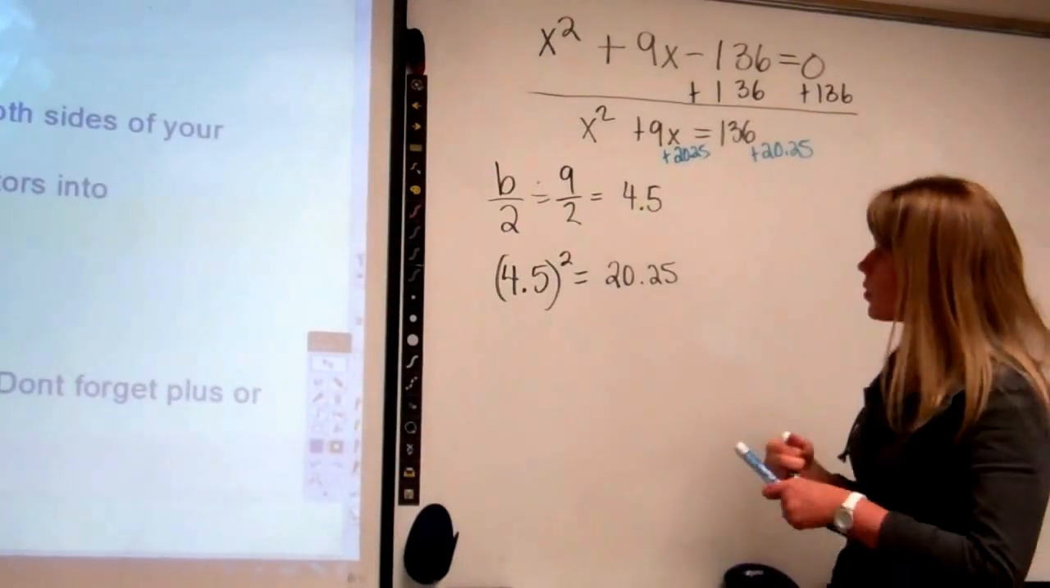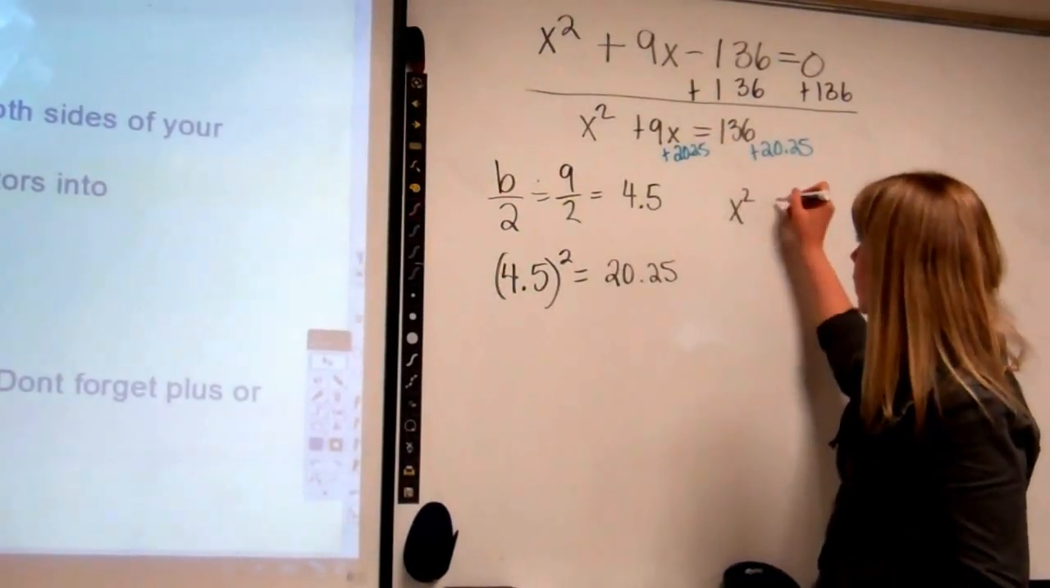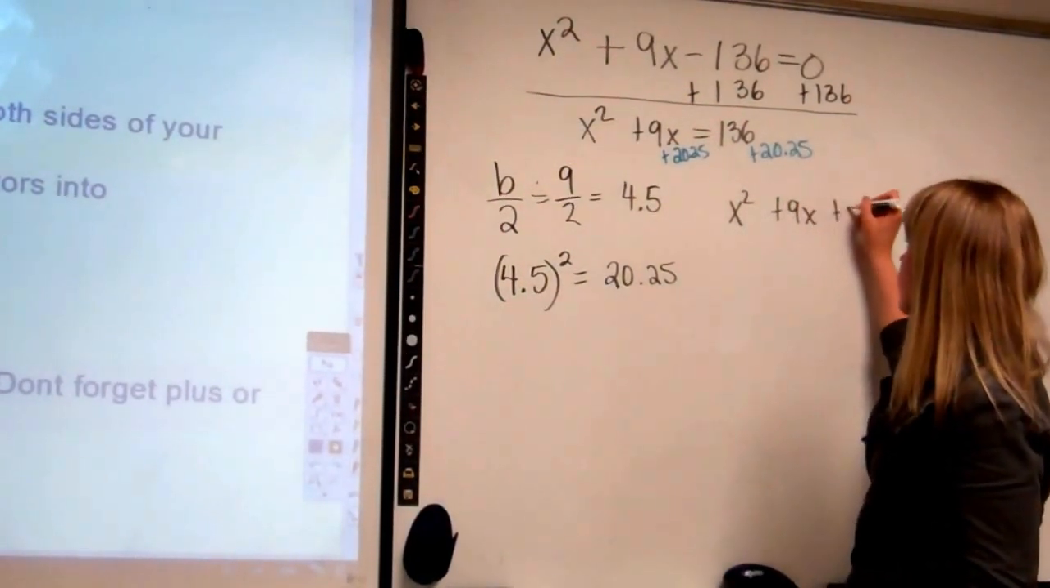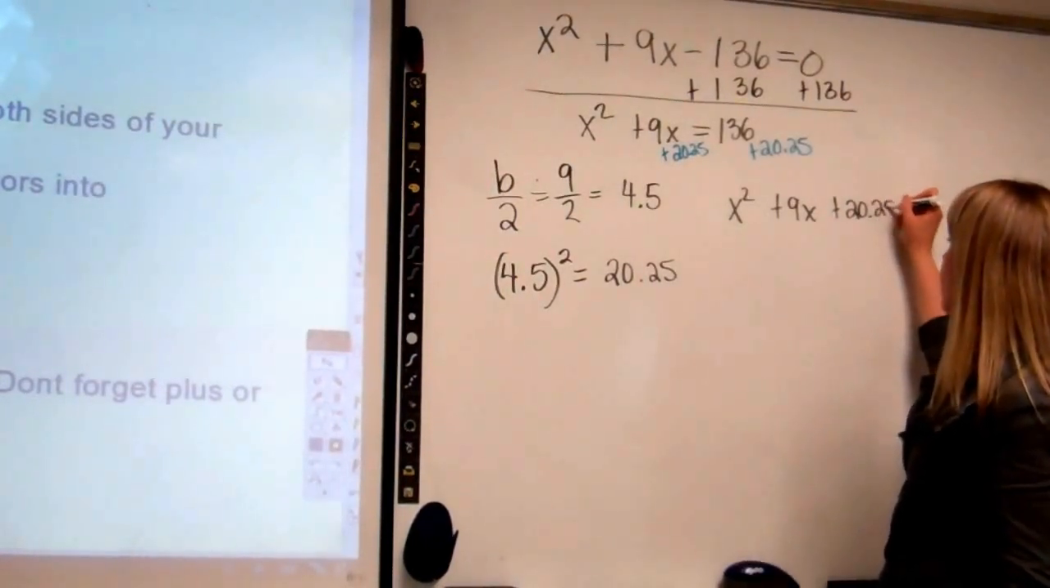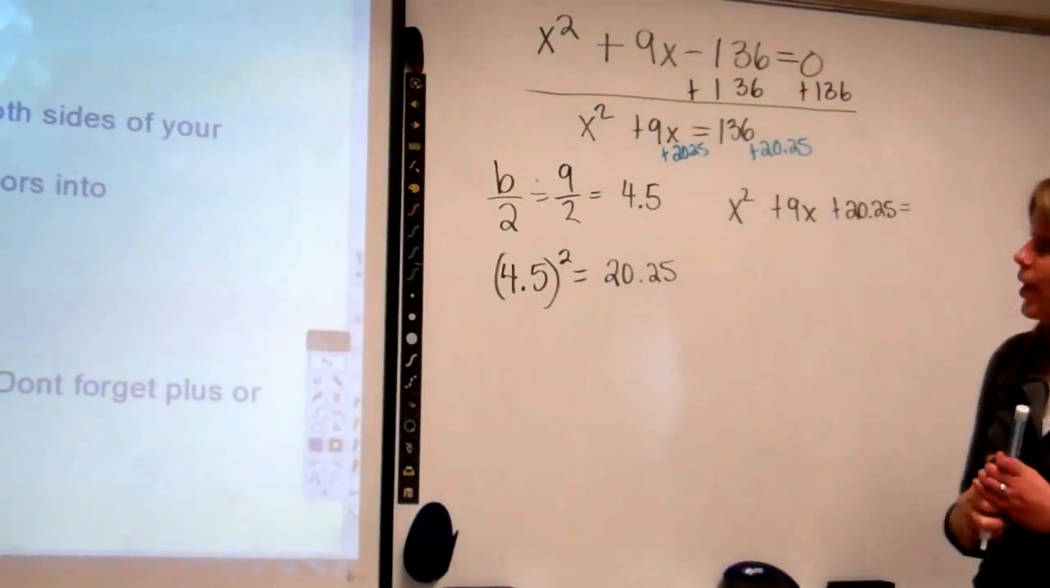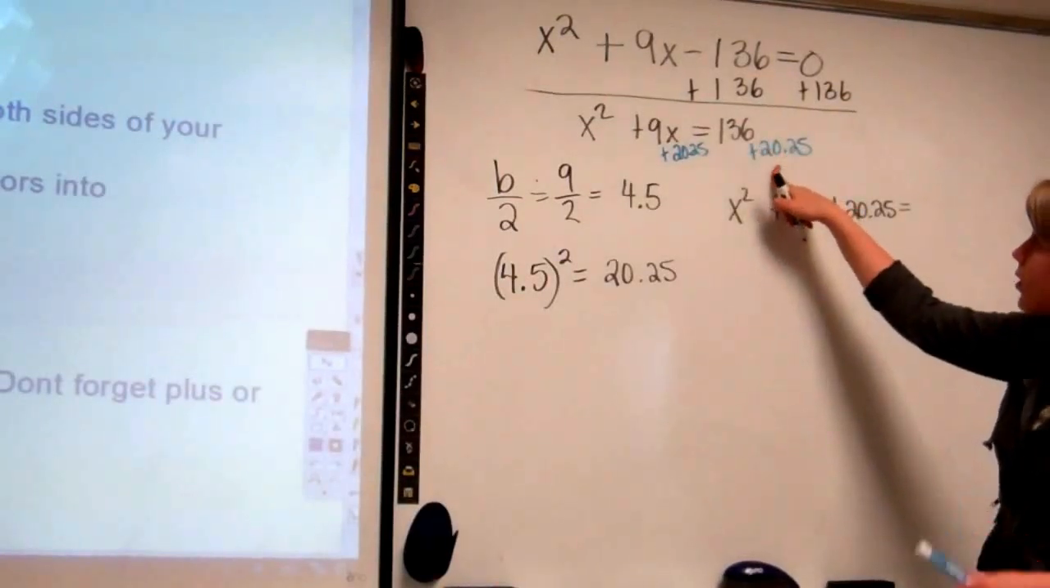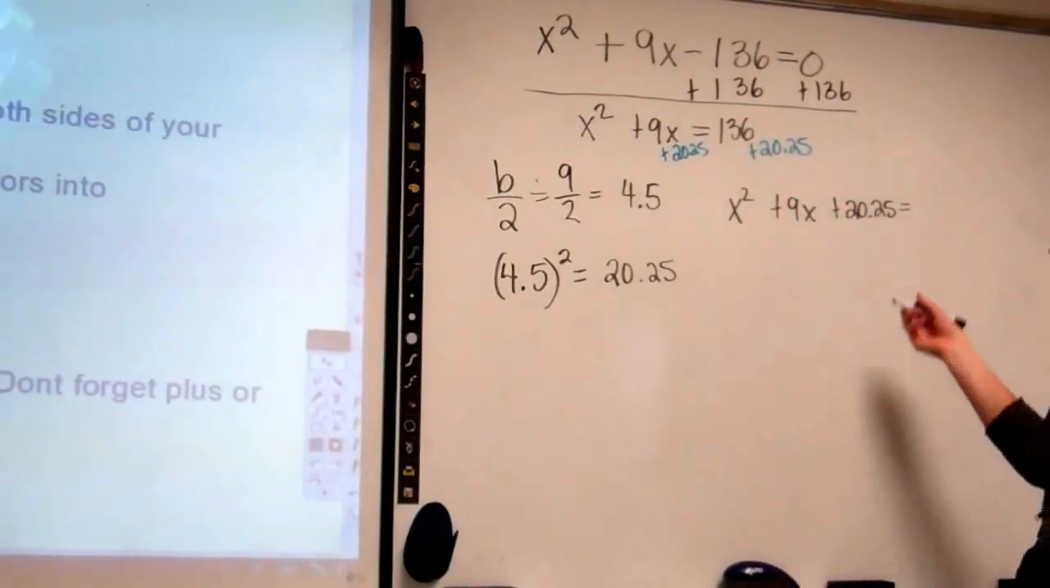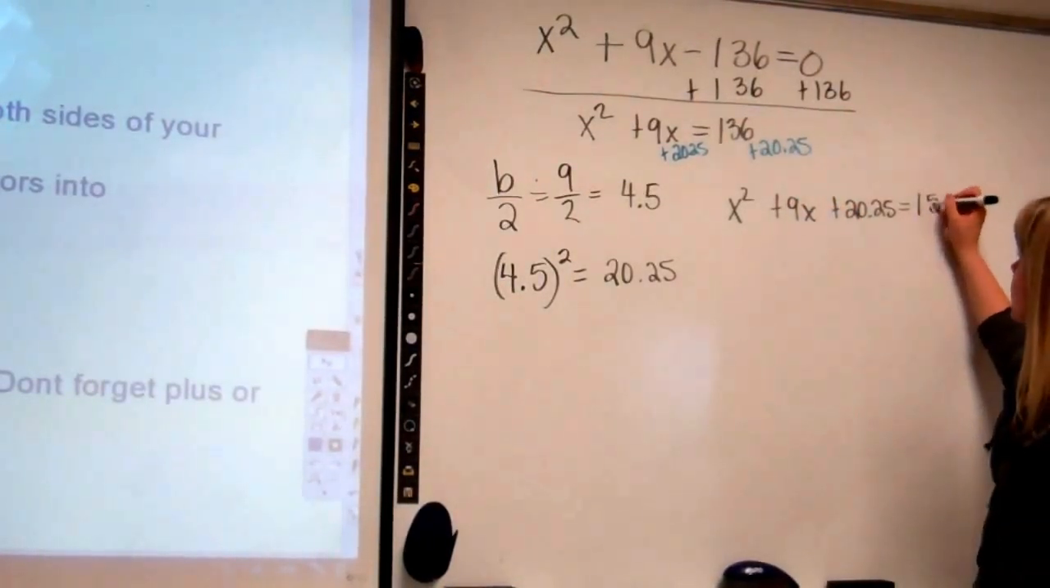Now when we add this to both sides, x squared plus 9x plus 20.25, none of those are like terms. So we're just going to leave it as x squared plus 9x plus 20.25 equals, and then we can add 136 and 20.25. When you add those together, you get 156.25.